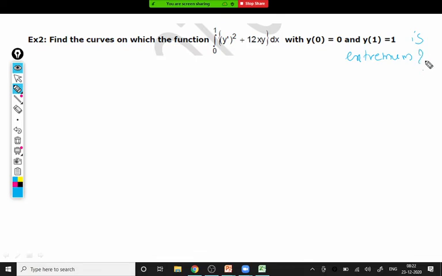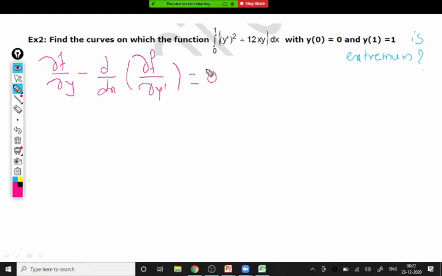So let us start. What is the Euler's equation? ∂f/∂y minus d/dx of ∂f/∂y' is equal to 0. Now, what is the value of f here? So f is equal to y'^2 plus 12xy. Okay, good, correct, thank you.